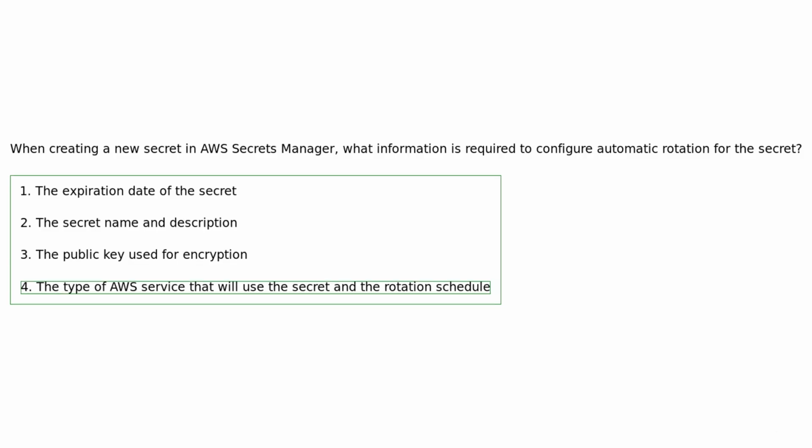When configuring automatic rotation for a secret in AWS Secrets Manager, you are required to specify the type of AWS service that will use the secret and the rotation schedule, enabling the automation of credential updates for enhanced security.